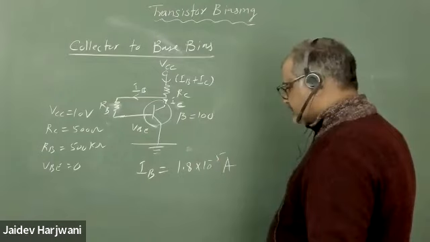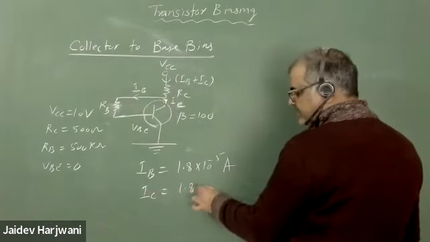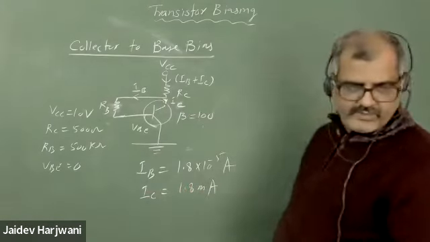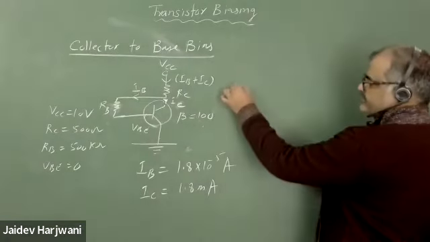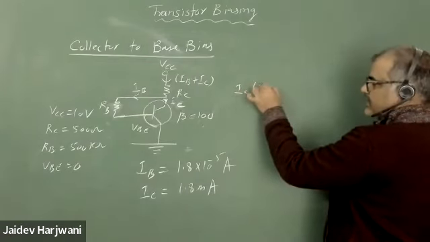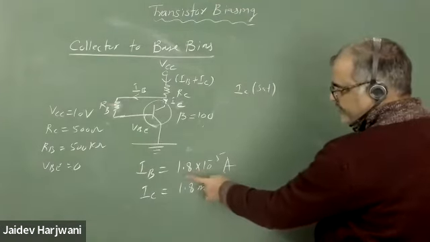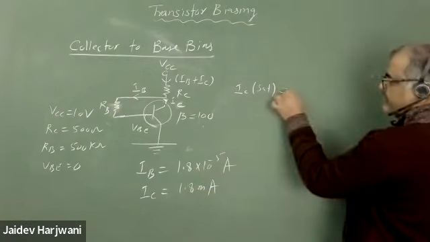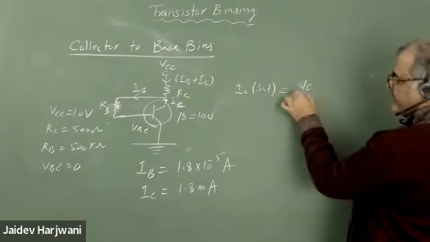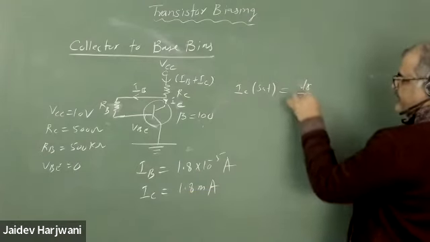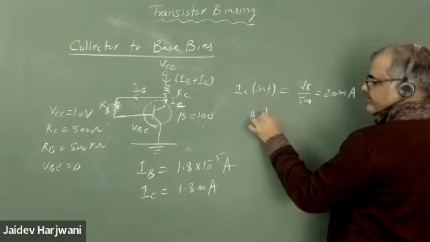So IC will be how much? IC will be 1.8 milliampere because beta is 100, isn't it? Now if you find IC saturation, VC is 0. This time you can neglect this current compared to IB. You have just simply VCC, which is 10, upon RC, RC is 500 ohm. So this becomes 20 milliampere. So operation region is active.